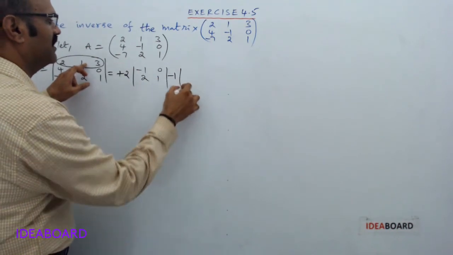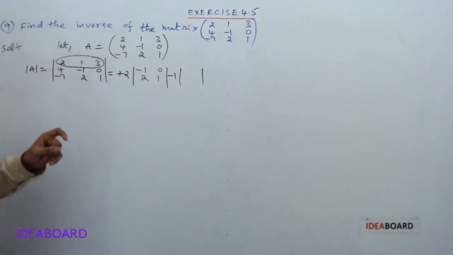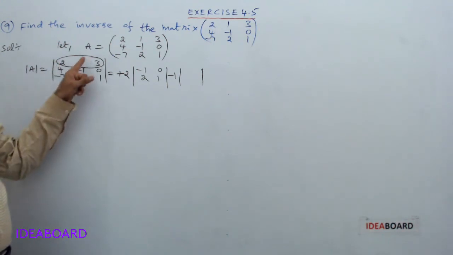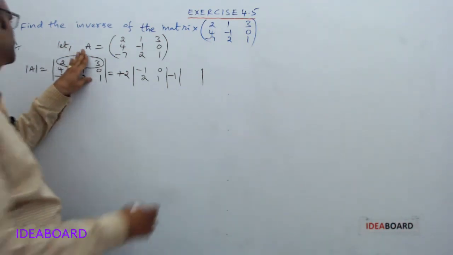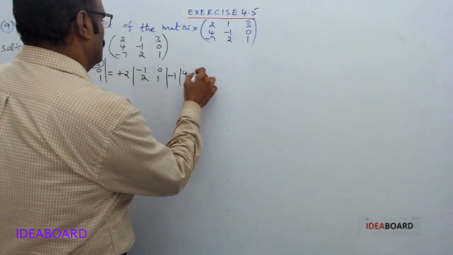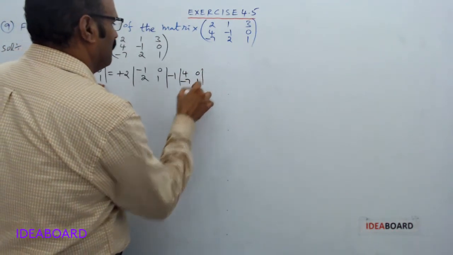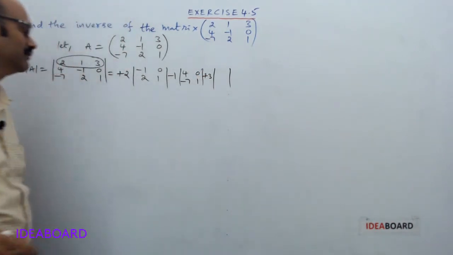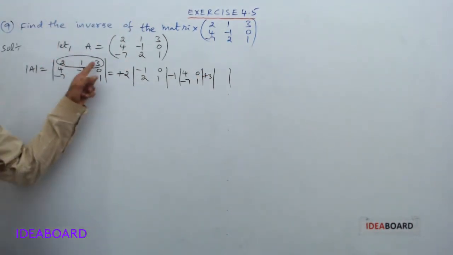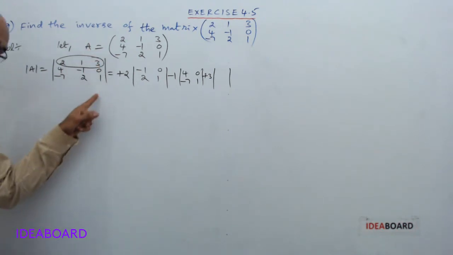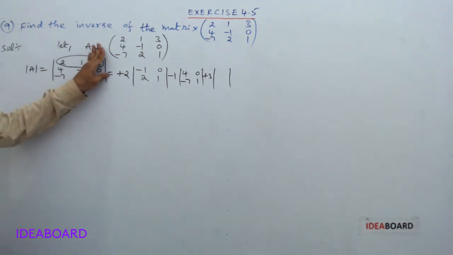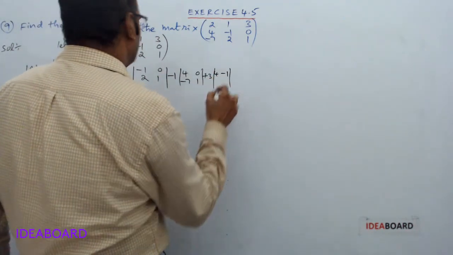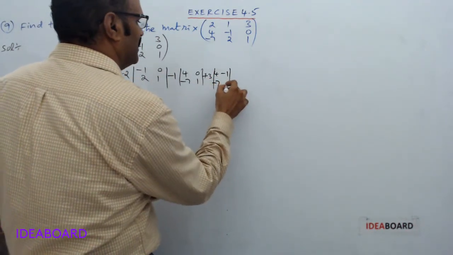Next minus 1 into the determinant of, the element 1 lies in first row and second column, so the remaining elements we have to take are 4 0 minus 7 1. Next we have plus 3 into the determinant of, the element 3 lies in first row and third column. So we have to close the first row and third column. Remaining elements we have 4 minus 1 minus 7 2.